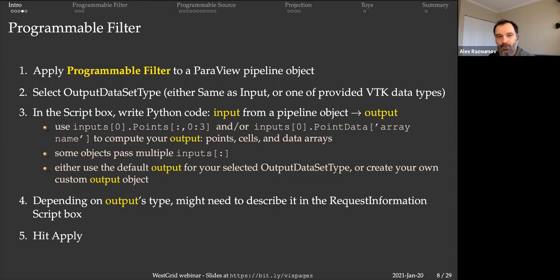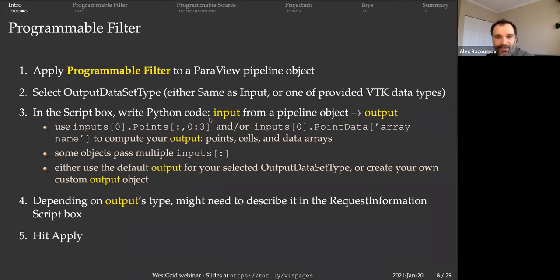And then once you select the output type, you fill in the script box with your Python code. You take your input, and you can have multiple inputs. Depending on how many input streams you have feeding data into the programmable filter, you will have input 0, maybe input 1, maybe input 2, and so on. Usually there is a single input, so it's called input 0. Then you use the points in this input, let's say X, Y, and Z coordinates, as well as some data arrays defined on top of the input data points, and then you compute the output. By default, when you select the output type same as input, your input is simply copied into your output, and then you can modify your output and visualize it later on.